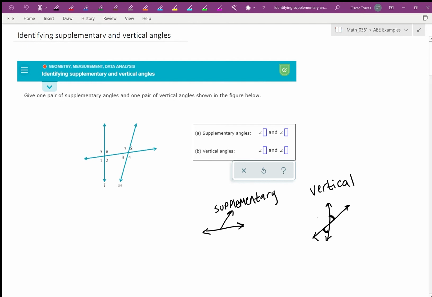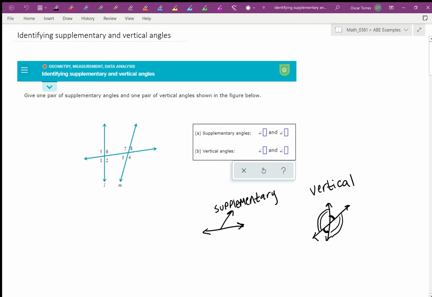In the same manner, if we look at this angle here, the opposite side of this angle would be this angle over here. These two angles are exactly the same. Now, they're not the same as this other angle, right? They're completely different. But these two angles on opposite ends, they're always the same. They're called vertical angles.